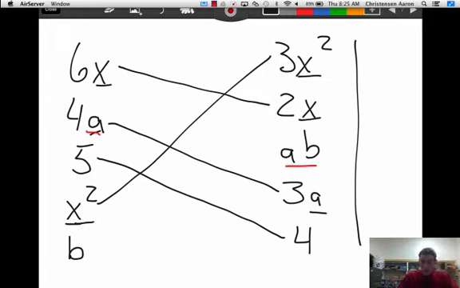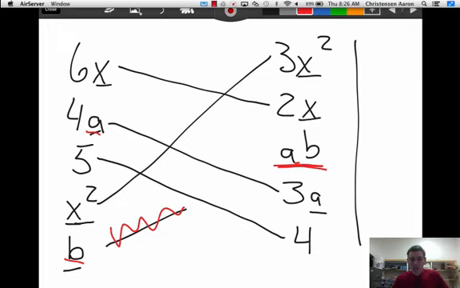And what about b here? B does not go with ab here because they're not the same. This is b and this is ab. Those are not the same, so we can't add them. So don't get tricked by that. You can't put those together. So that's all there is to it. So just remember, when we're adding polynomials, you have to have like terms like these.